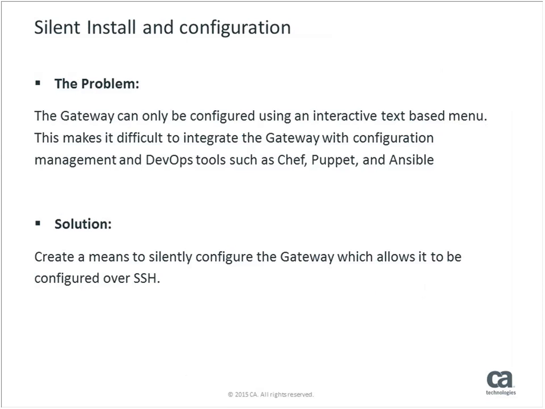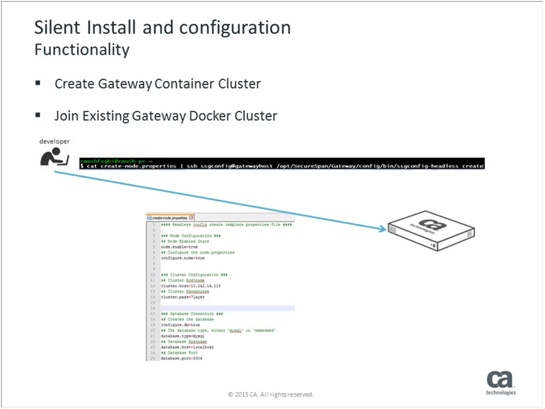It also doesn't play well with other config management and DevOps tools such as Chef, Puppet, and Ansible that want to do this silently. So to solve this problem and get a great return on investment, killing multiple birds with one stone, we created a means to silently configure the gateway. Again, over SSH, but instead of going through a set of questions and answers, it's all done via one nice file.